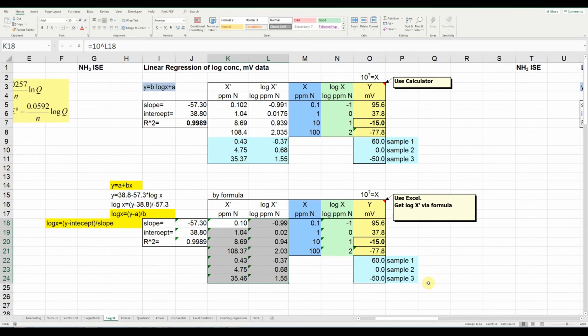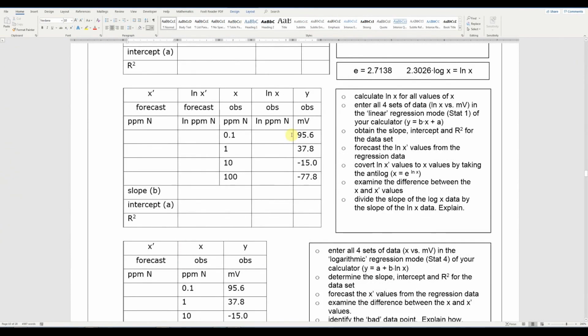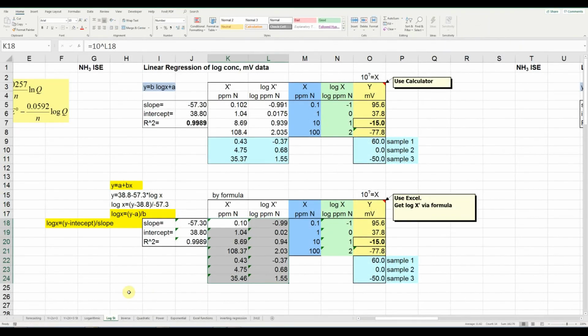Now there's another way we could perform regression on this semi-log data. Instead of using the common log or base 10 log, we could use the Naperian log or natural log. Take a look at your notes. I'm asking you to get the ln of x instead of log of x, and do the same procedure. The answers are on the next page, and you can do it in Excel the same way.